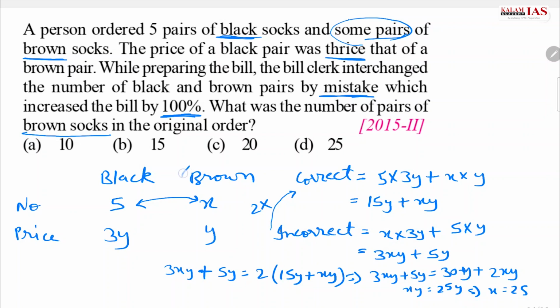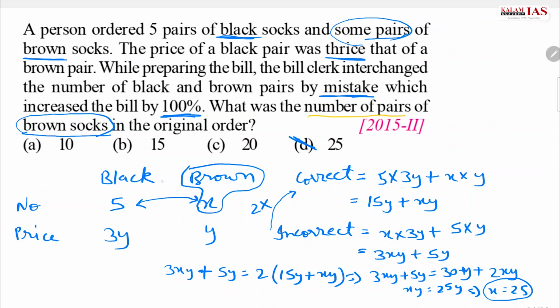And x was the initial assumption for brown socks, which is what we have to find, the number of brown socks in the original order. So the answer is option D, 25. I hope it is clear. Again, it is a simple concept. No need to panic by seeing interchange or the number of pairs. It is just simple mathematics.